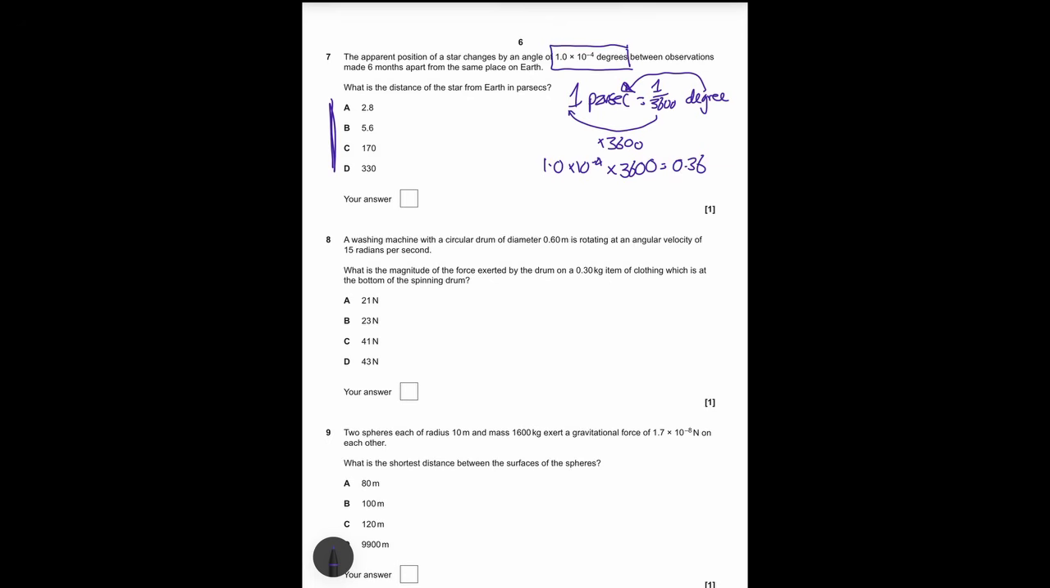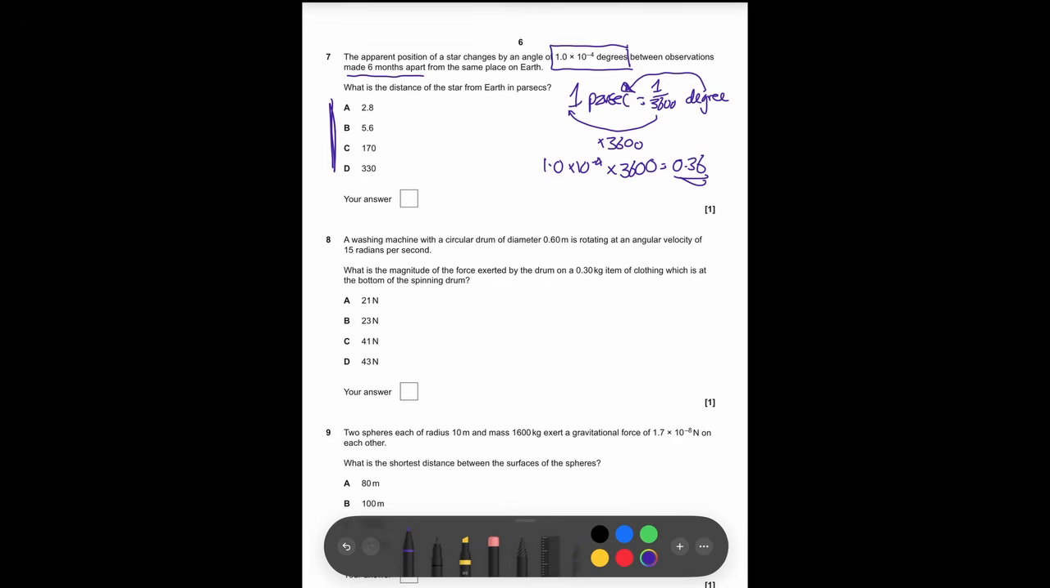So probably one of those answers is 1 divided by the answer in degrees, and one is 1 divided by this answer. Well, why is it wrong to say that? What's the actual question telling me? It's saying between observations made 6 months apart. So this might be a little bit difficult for me to imagine in my head about what's going on here. So let's just draw a quick diagram and see what's happening.